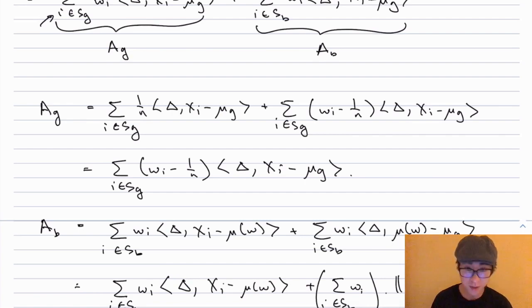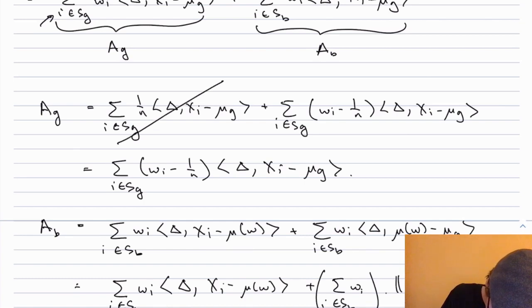Then I can write A sub good as simply the sum with the uniform set of weights of this inner product of delta with xi minus mu sub g, plus the sum over the rest, wi minus 1 over n times delta inner product xi minus mu sub g. And this is actually a little bit nice because if you think about it, this term is actually 0. That's simply because what I'm doing is taking the inner product of delta with the average of the xi's in S sub good minus mu sub good.